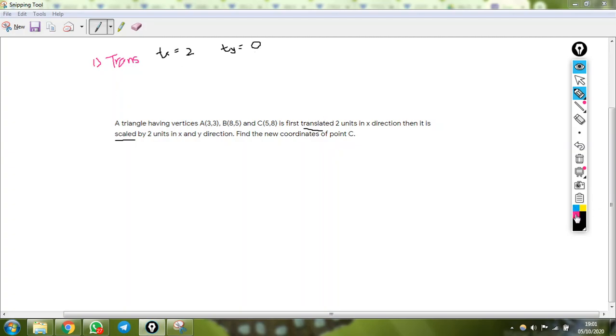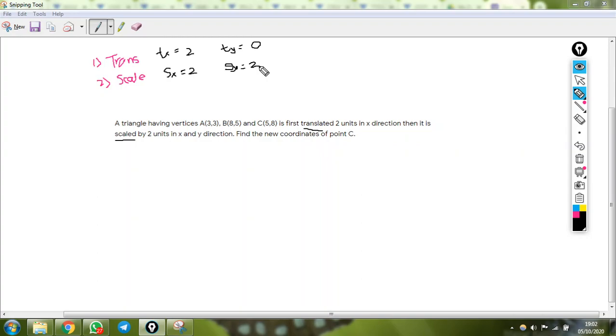Remember this thing. Then the second thing: it is scaled by 2 units in x and y direction. So the scaling operation is performed, and here we get the values of sx and sy. Sx is equal to 2 and sy is equal to 2. So there are two operations. First is translation, the value of tx is 2, ty is equal to 0. The scaling operation, sx is equal to 2, sy is equal to 2.